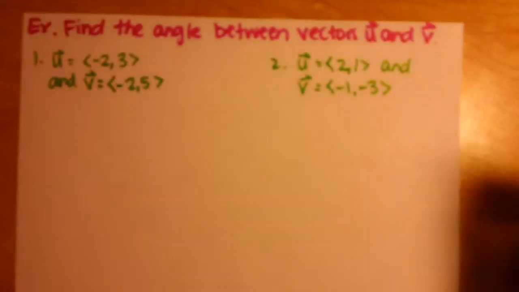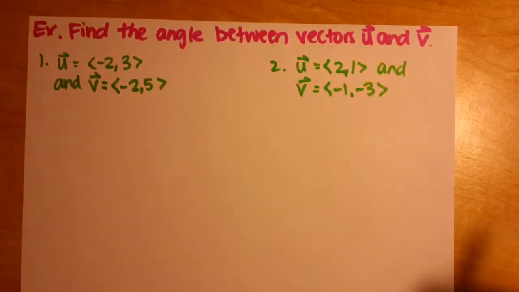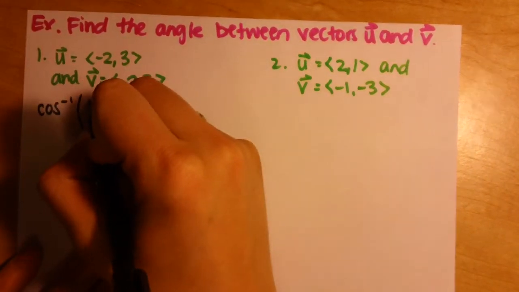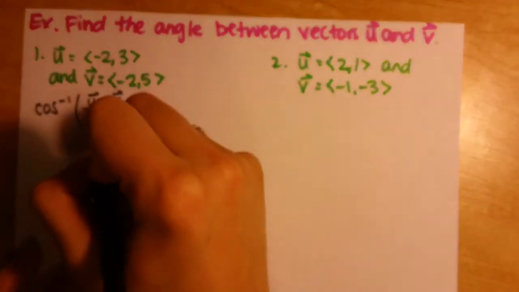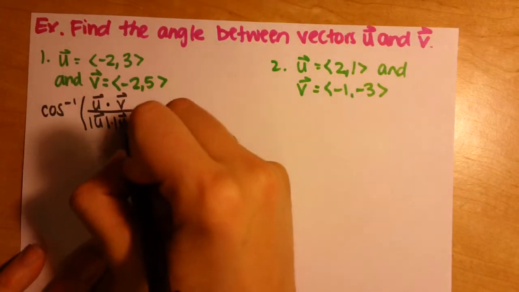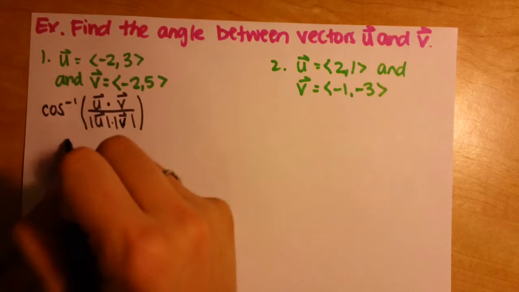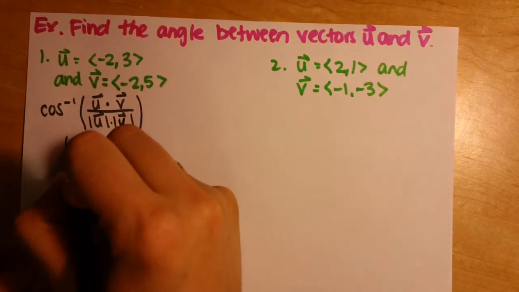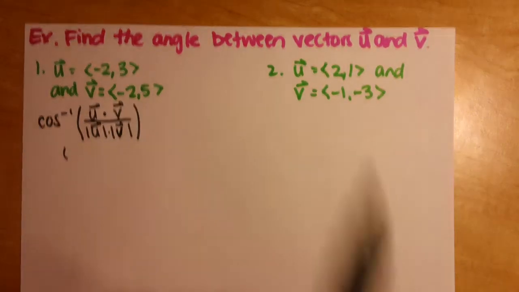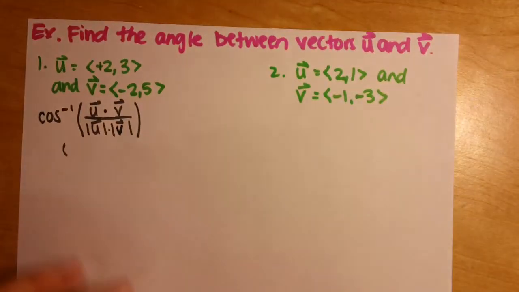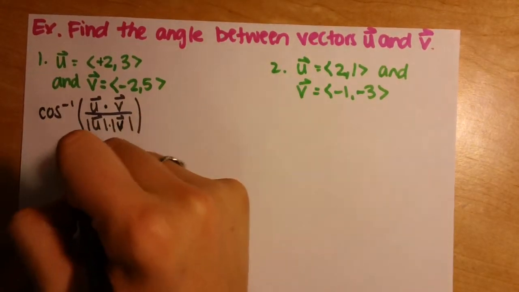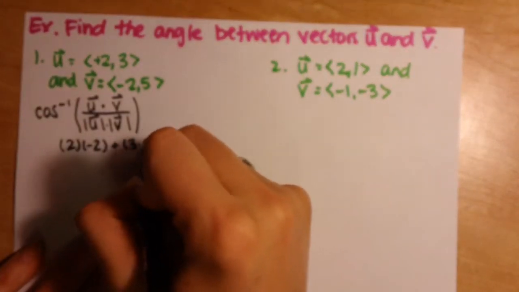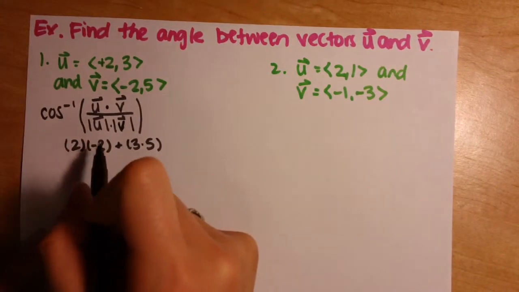I want to find the angle between vector u and vector v. I want to take the inverse cosine of u dot v all over the magnitude of u times the magnitude of v. So u dot v is going to be u1 times v1 plus u2 times v2. So I'll have 2 times negative 2 plus 3 times 5, and that'll give us negative 4 plus 15.